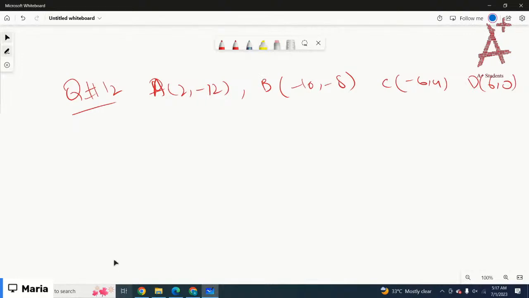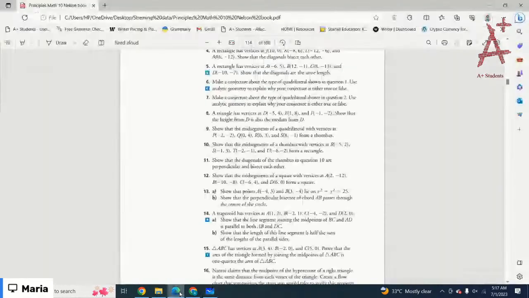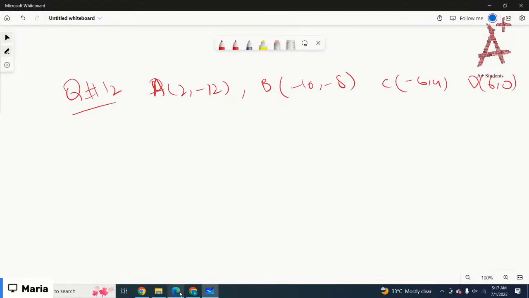Okay, so we have to show that the midsegments of the square form a square. First we have to calculate the midpoints. Let's calculate the midpoint of AB. 2 minus 10 is negative 8, over 2 is negative 4. Then negative 12 minus 8 is negative 20, divided by 2, it would be negative 10.